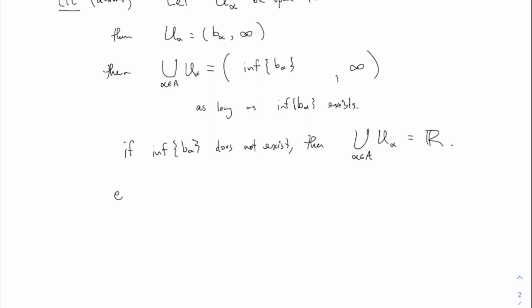So I will say either way, the union of the U alpha is open. Either because it's an interval up to infinity or because it is the whole set of R. All right. And that's what we wanted to show.